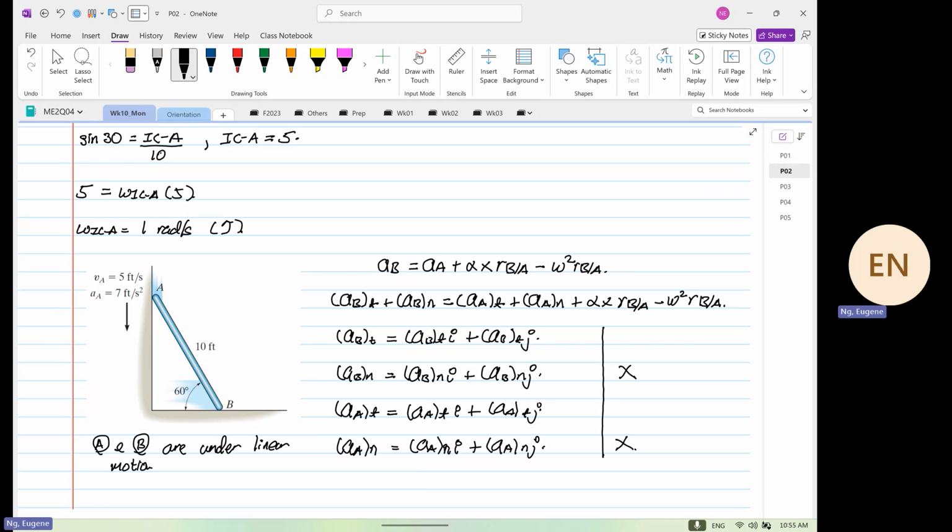Why linear motion? Because at point A, if we have a transformation down here, this is our X and this is our Y, this is our I and this is our J. At point A, we know that X is equal to 0. At point B, we know that Y is also equal to 0. This forces the system at point A and point B to be under linear motion. That is why we don't need to consider these two points.